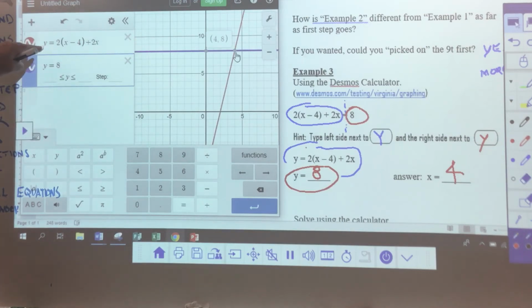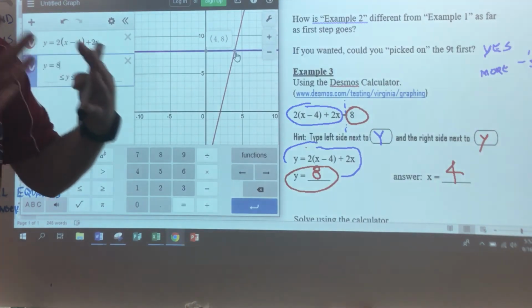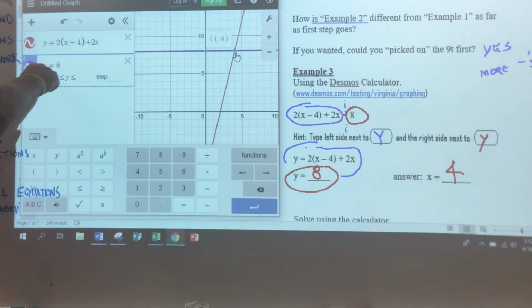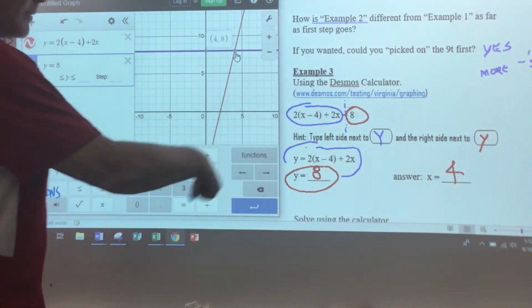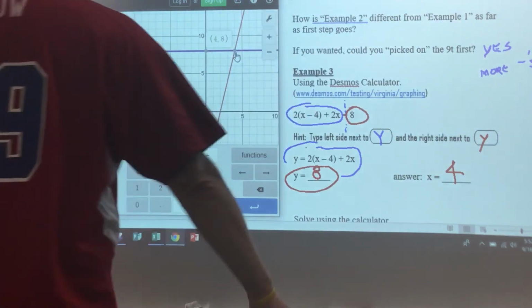So everybody see what happened? I typed in that first line right there. y is equal to 2 times the quantity x minus 4 plus 2x. That's the left side of the equation. And then I hit y equals. And I typed in 8, which is the right side of the equation.